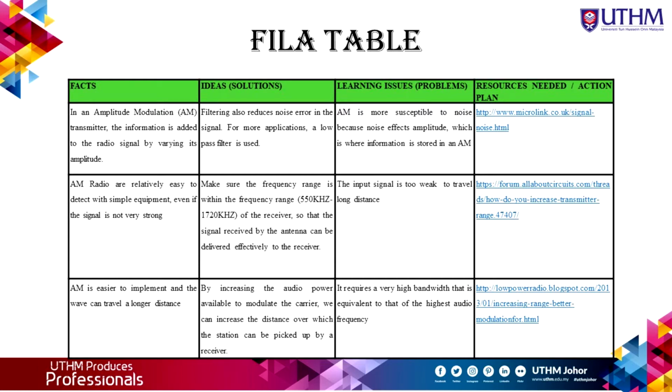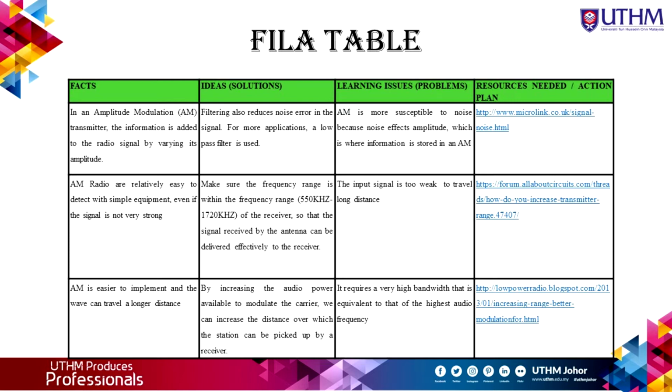Now I want to explain about the FILA table of our project. Modulation transmitter, the information is added to the radio signal by varying its amplitude. AM radio is relatively easy to detect with simple equipment even if the signal is not very strong. AM is easier to implement and the wave can travel a longer distance. Ideas: filtering can also reduce noise error in the signal.